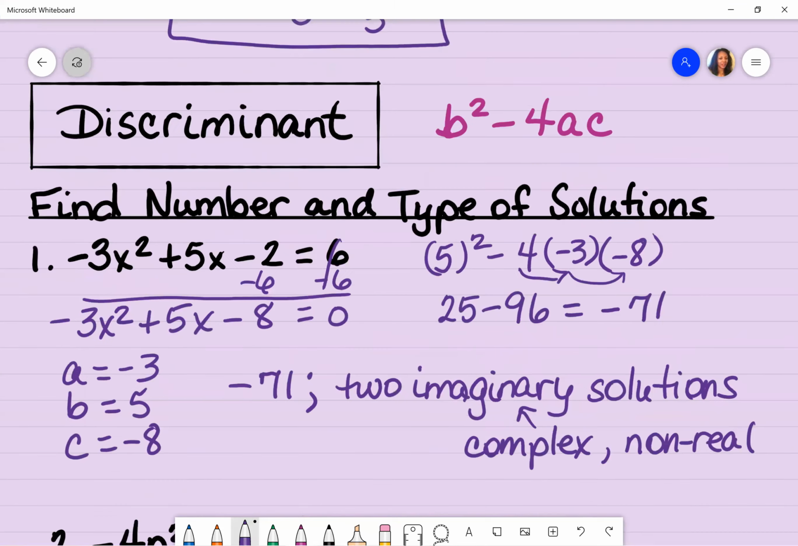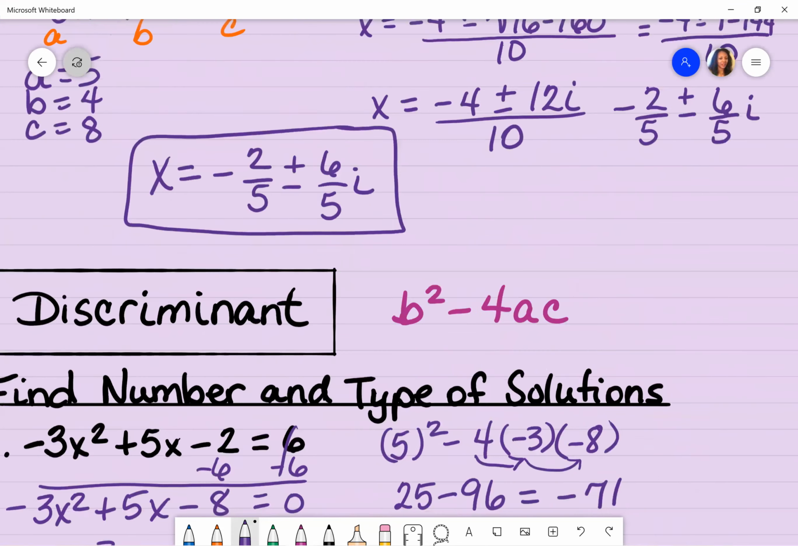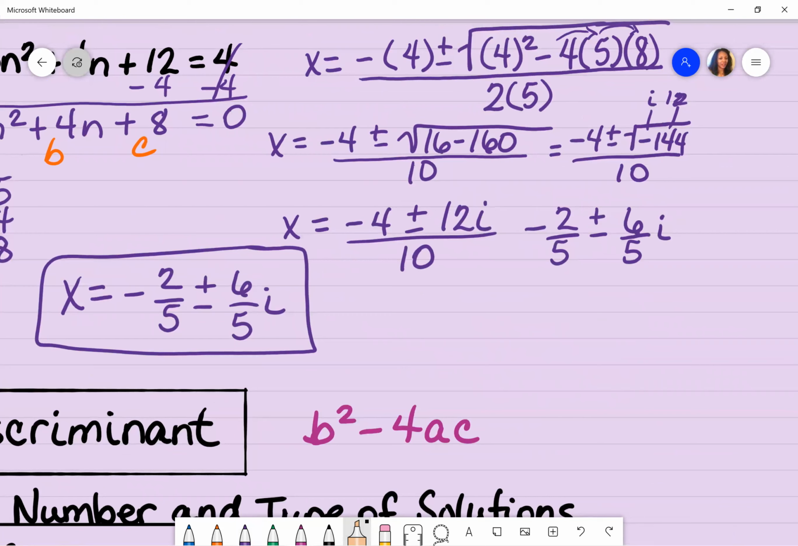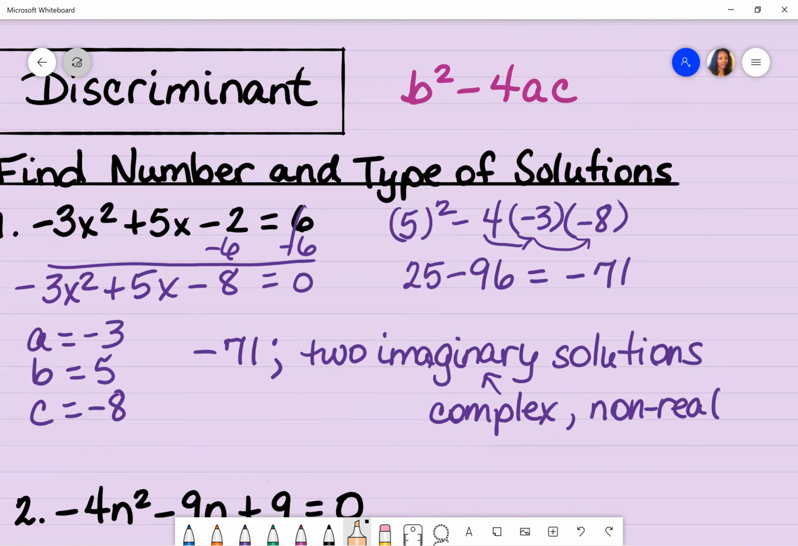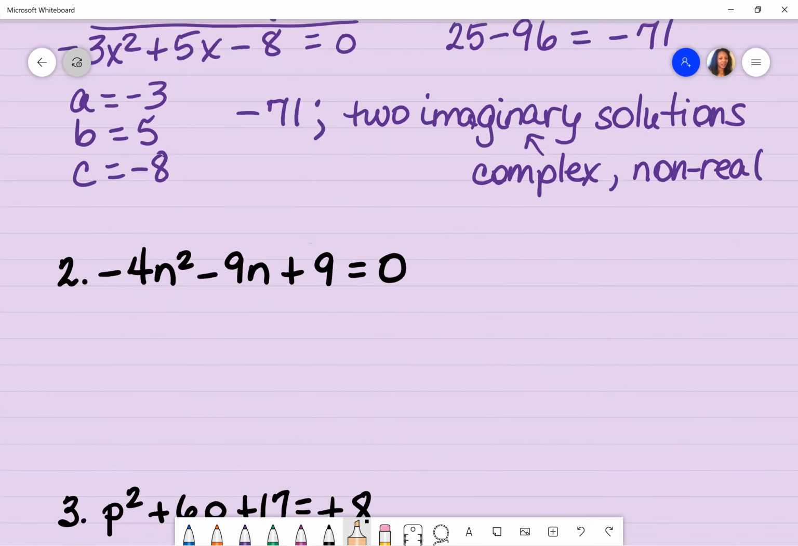Those terms are interchangeable. And again, if I saw a negative discriminant, my answer is going to have an i in it. And how many answers are you going to have? You're going to have 2, one in this case was a positive, one was a negative. 2 imaginary solutions if you have a negative discriminant. Okay, let's go on to the next one.